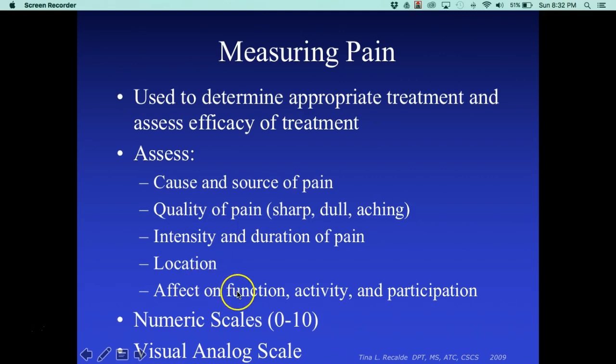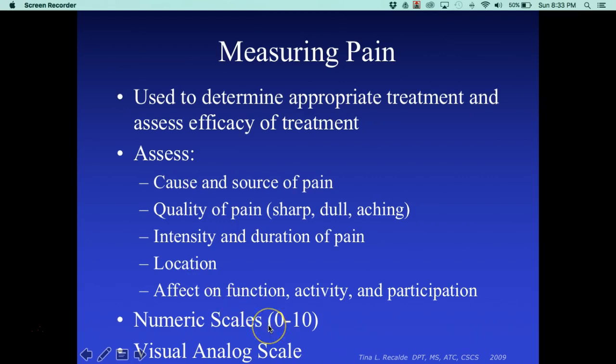And the effect on their function, their activity, and their participation, and that's huge, right? We want to know what can they do, what can't they do, what's limiting them because of this pain, what's their normal activity level, and how is this being impaired, and their participation. Are they able to go to work? Are they able to do the activity that they want to be able to do? All those things are important to know what to do.